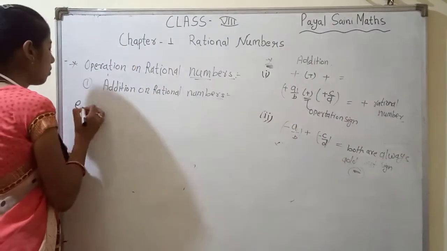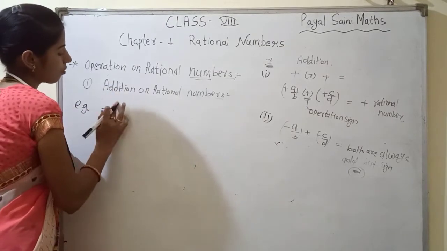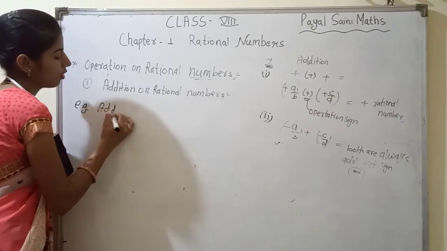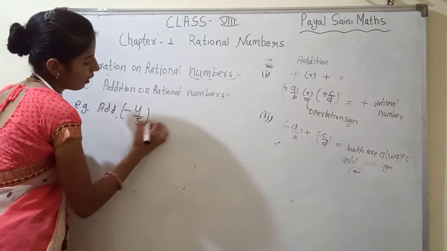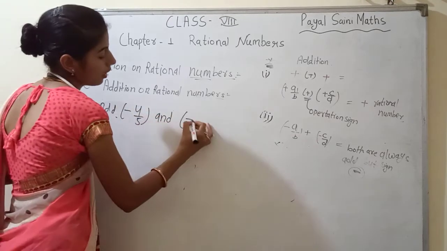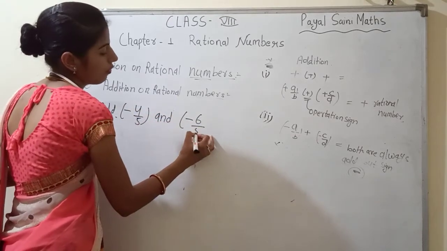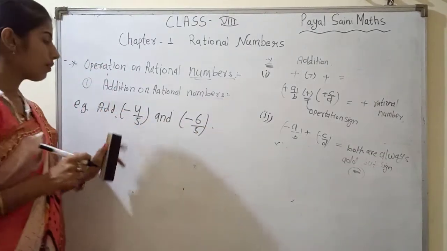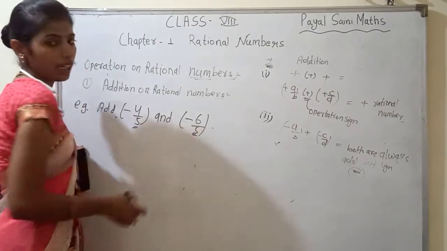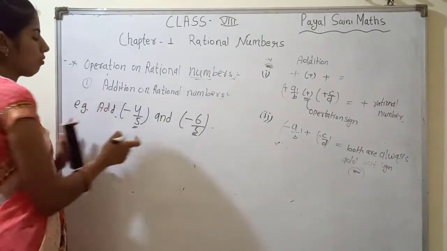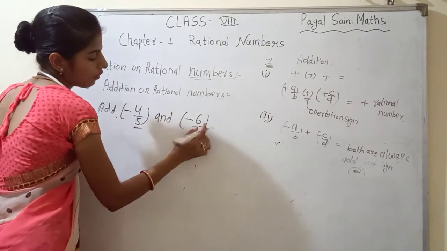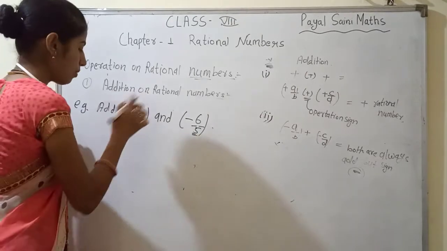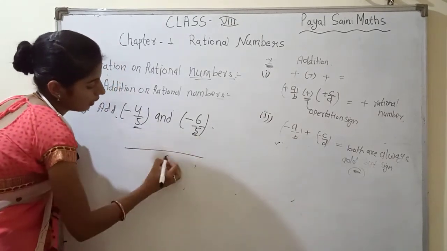Now we check an example: minus 4 by 5 and minus 6 by 5. When you see here, for the denominator, what is our rule? If your denominators are not equal, then first make your denominators equal by LCM. Here 5 and 5 are both the same, so the LCM of both is simply 5.